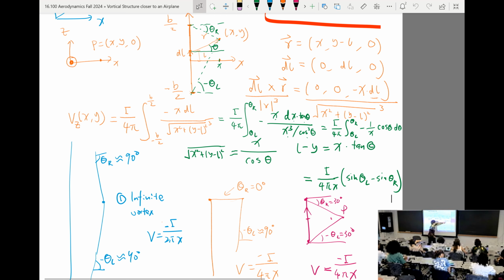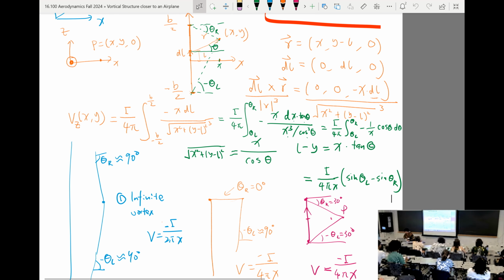If it's gamma divided by 2 pi x, that will be exactly as strong as this one, right? It couldn't be. Right, 4 pi x. This is because sine of theta L is going to be minus half, right? 30 degrees. And sine of theta R is also going to be half. So I get gamma over 4 pi x. So this vortex has exactly the same effect as the semi-infinitely long vortex. Hopefully that gives you some intuition on how much velocity a finite length vortex induces.